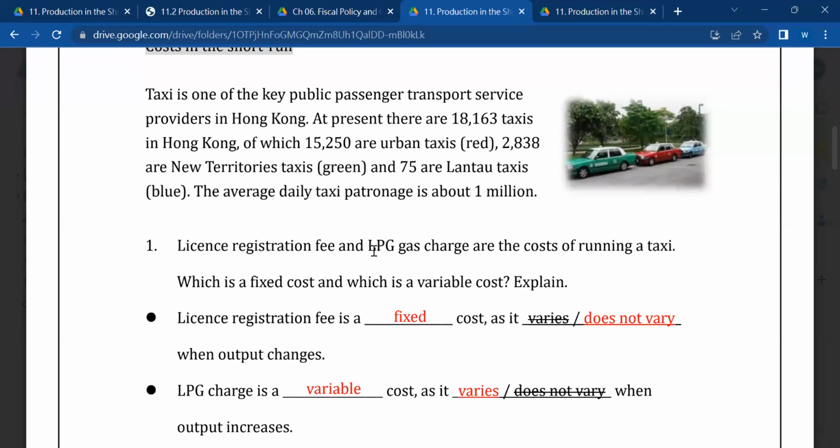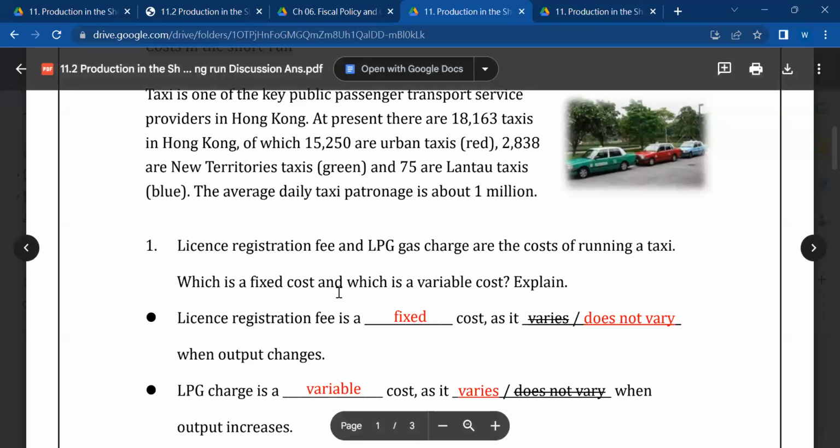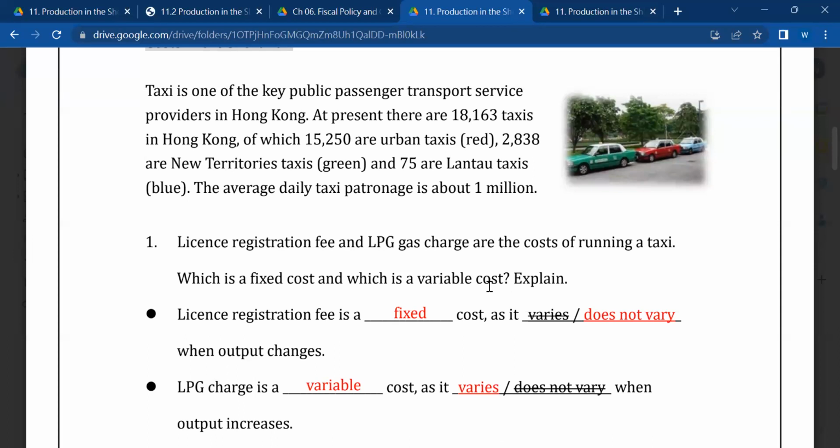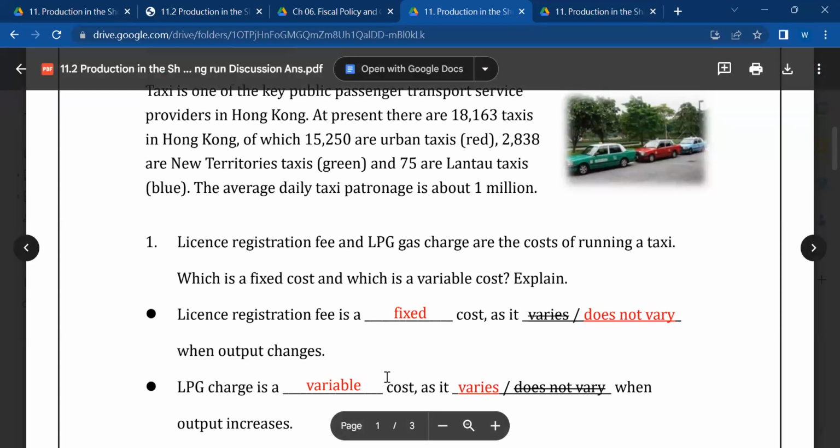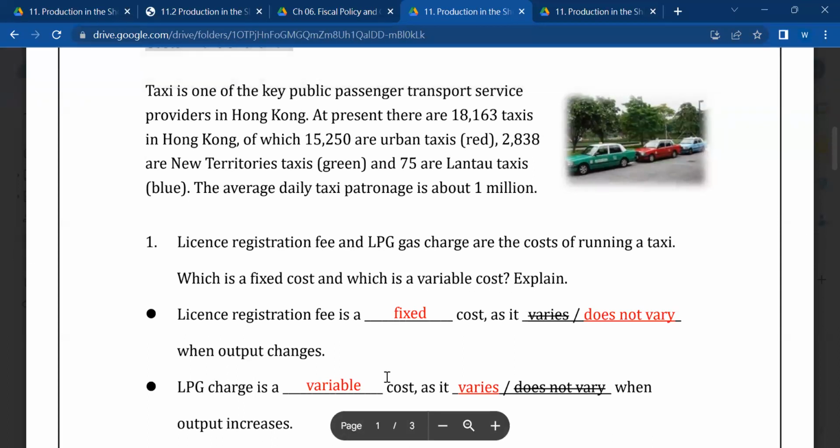License fee, registration fee, and the LPG gas charge are the costs of running a taxi. Which is a fixed cost, and which is a variable cost? Actually it's easy. The license registration fee apparently is the fixed cost, right? Because it does not vary when the output changes. No matter how many times you drive, the registration fee is fixed. Okay, please write down.